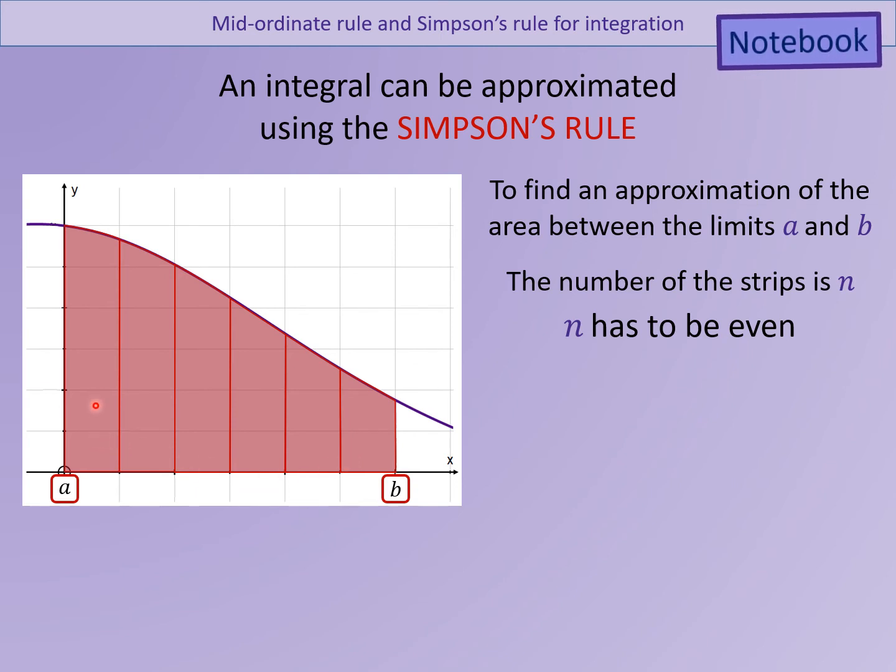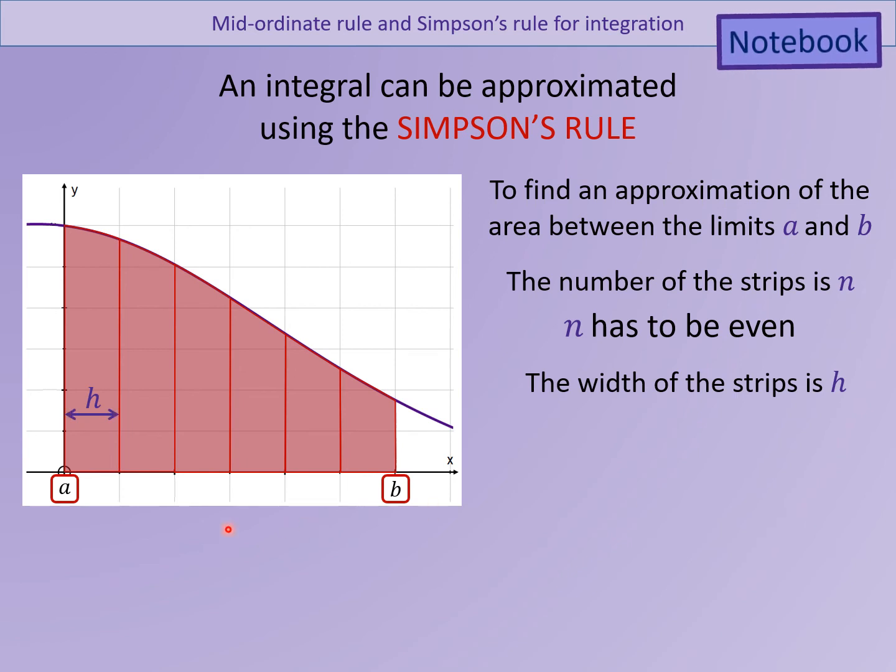Although it's easy to make sure you can use Simpson's rule, for example, if someone said I've only got 5 strips, you can easily amend it to 6 strips and therefore use Simpson's rule. An examiner might ask you a quick question, such as why can't you use Simpson's rule for this, maybe on the back of a mid-ordinate rule question. So just remember that n has to be even.